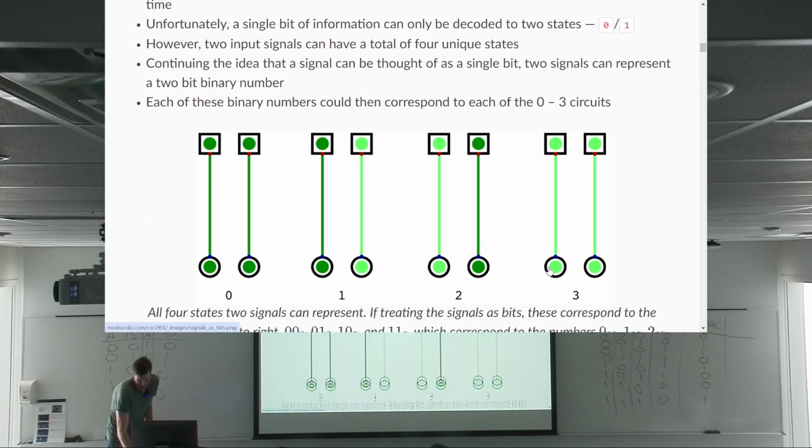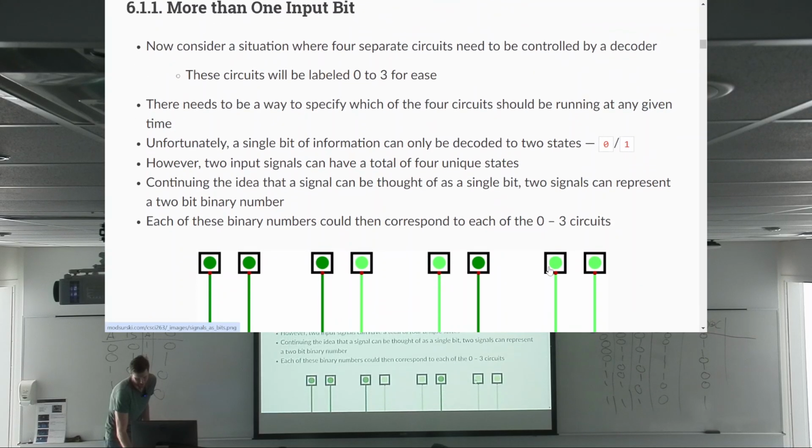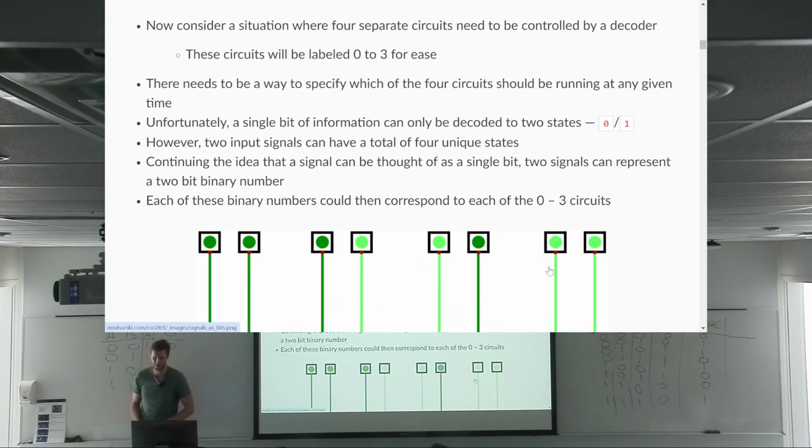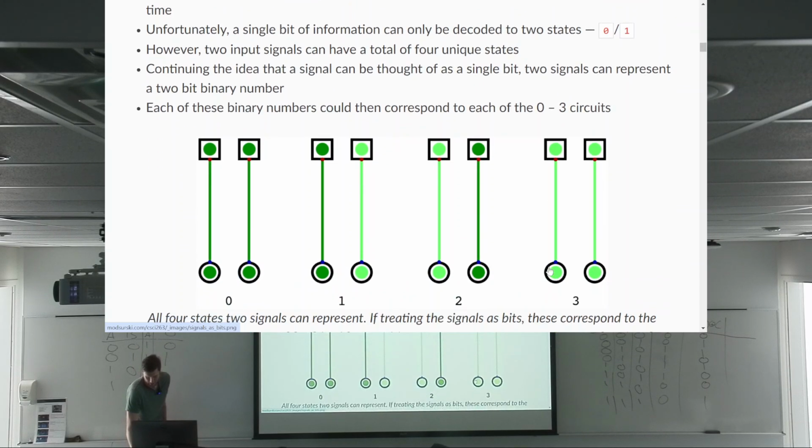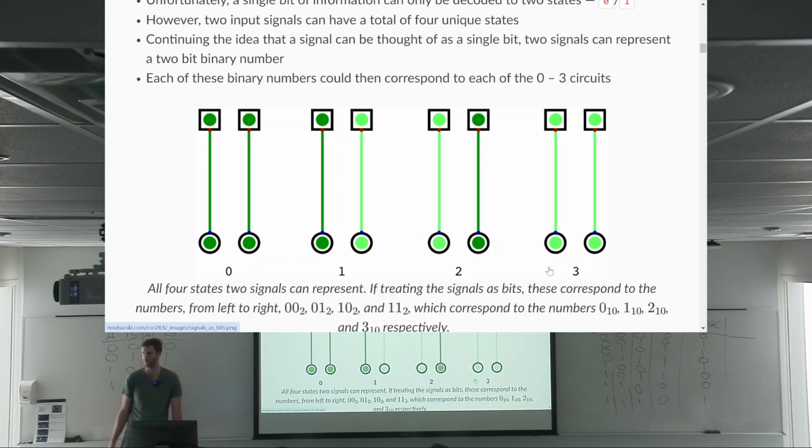Okay, so there needs to be a way to specify which of the 4 circuits should be running at any given time. But unfortunately, a single bit of information can only decode 2 states. 2 inputs can have 4 unique states, continuing the idea that signals can be thought of as single bits. 2 signals can be thought of as a 2-bit binary number. Each of these corresponds to the 0 to 3 circuits, right?